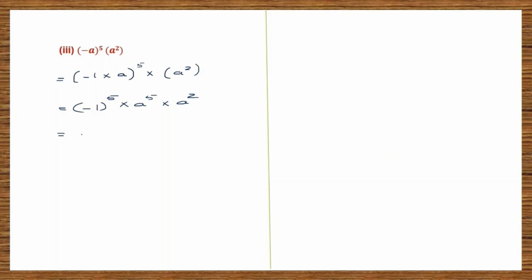So this will be minus 1 and this is a to the power of 5 into a to the power of 2. As you can see, the base is the same and because it is multiplication, we can add the powers. So we just have to write the base once, a, and add up the powers, 5 plus 2. So this will be minus 1 into a to the power of 7. So 1 into anything will give you back the same number. So minus 1 into a to the power of 7 will be minus a to the power of 7. So the answer is minus a raised to the power of 7.